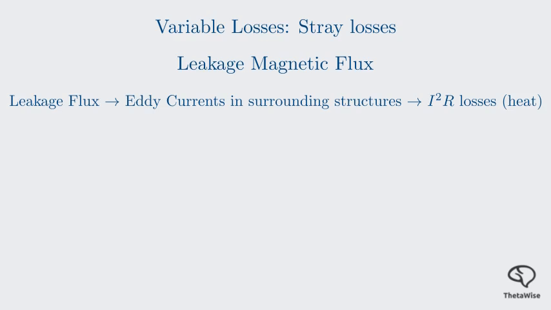These unwanted eddy currents create I²R losses, just like in the windings, and dissipate energy as heat in the support structure. This heat is not useful for the transformer's operation. It's just wasted energy. Therefore, it's classified as a loss. Like copper losses, stray losses increase as the load and the corresponding currents increase. Transformers are designed to minimize leakage flux, but it can never be completely eliminated.